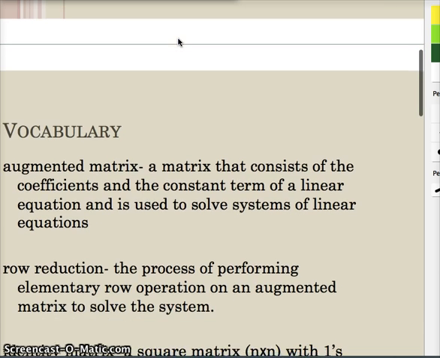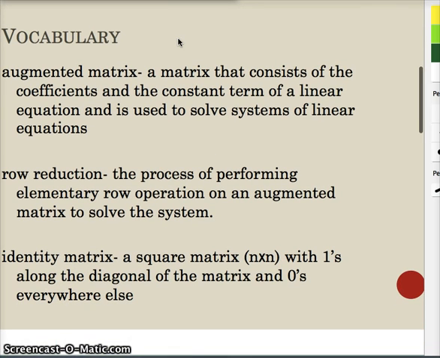All right, so let's look at some of the vocabulary. The first bit of vocabulary that we have is the term augmented matrix. It's a matrix that consists of the coefficients and the constant terms of linear equations, and it is used to solve systems of linear equations. So let's say you have the equations 2x + 3y = 7 and 4x - 9y = 2.